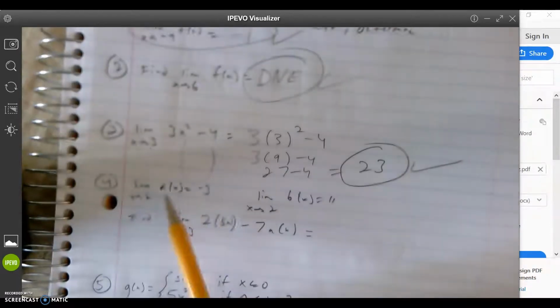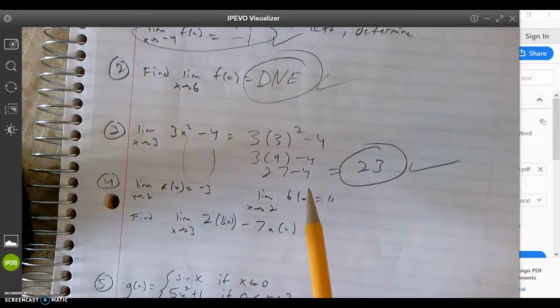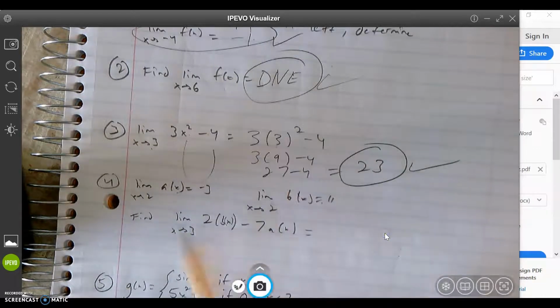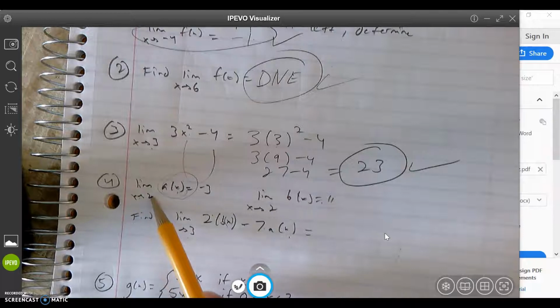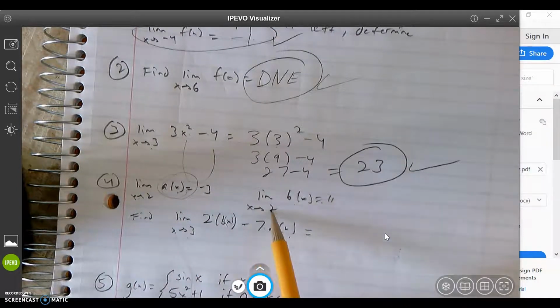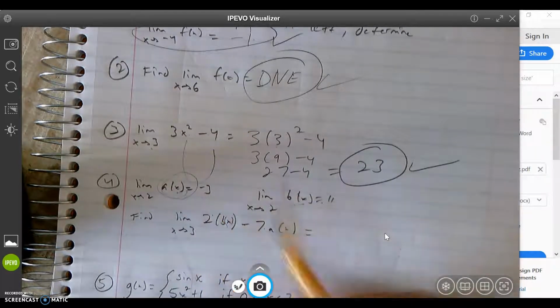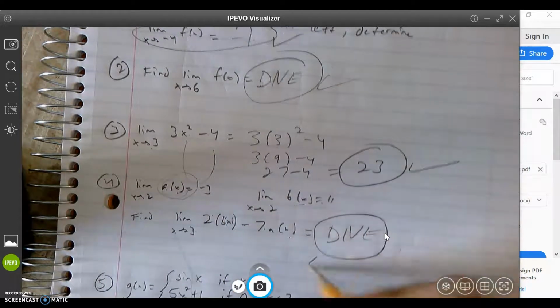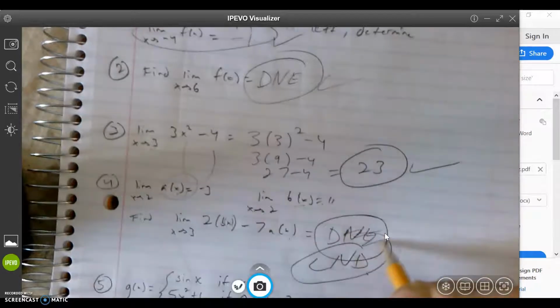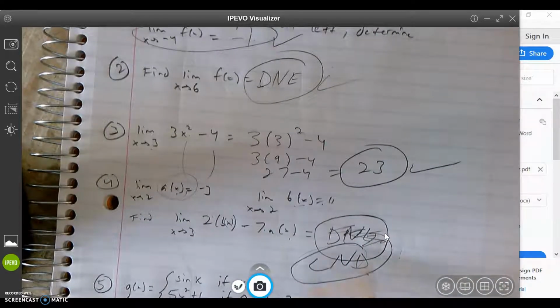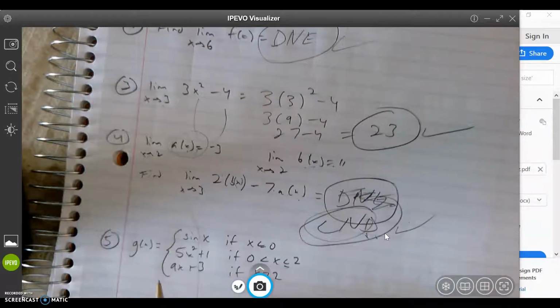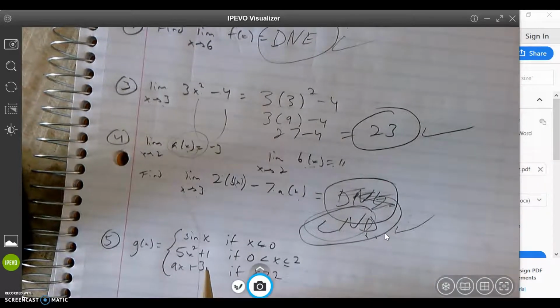Next. It gives you a of x and b of x right there. Find the limit as x approaches 3 of 2b of x minus 7a of x. Well, the only thing we know with a of x is the limit as x approaches 2, and same with b of x, we know the limit as x approaches 2. We have no idea what happens when x approaches 3. We have no idea what the rest of this looks like. And so this right here does not exist. Cannot do, not enough information. Actually, does not exist is probably not good. Cannot do is a better answer. So that is the answer for number 4. You can't do it because you don't have the correct information in order to do it.